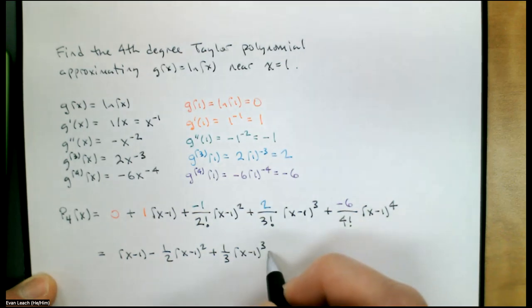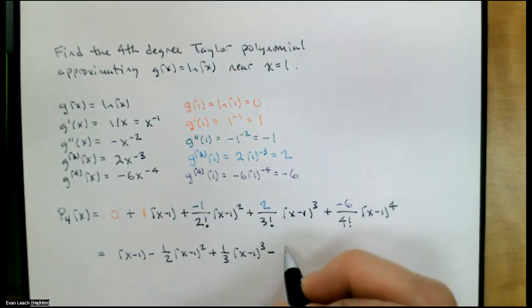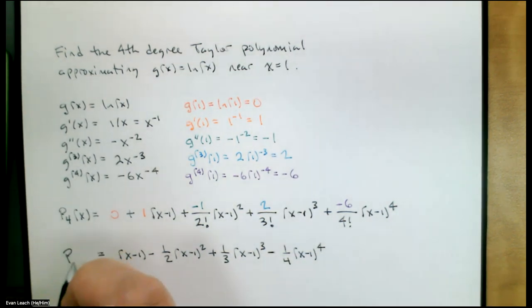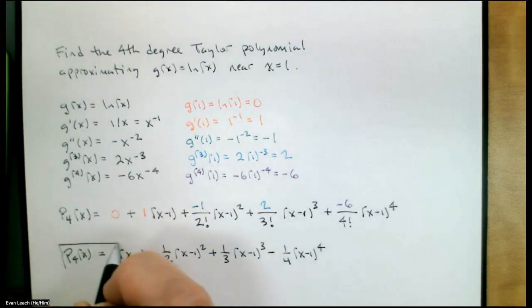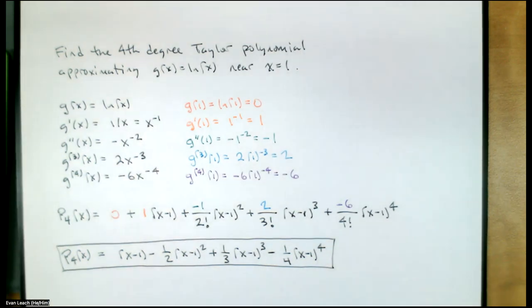Then negative 6 over 4 factorial, first of all, it's going to be negative. 4 factorial is 24. 6 over 24 is 1/4. Or more importantly, 6 is 3 factorial, and 3 factorial over 4 factorial is just going to give us 1/4. So here's a fourth degree Taylor polynomial approximation. Because we have an eye toward looking to the future, thinking about Taylor series, we can see the pattern for the Taylor series approximating natural log of x near x equals 1.